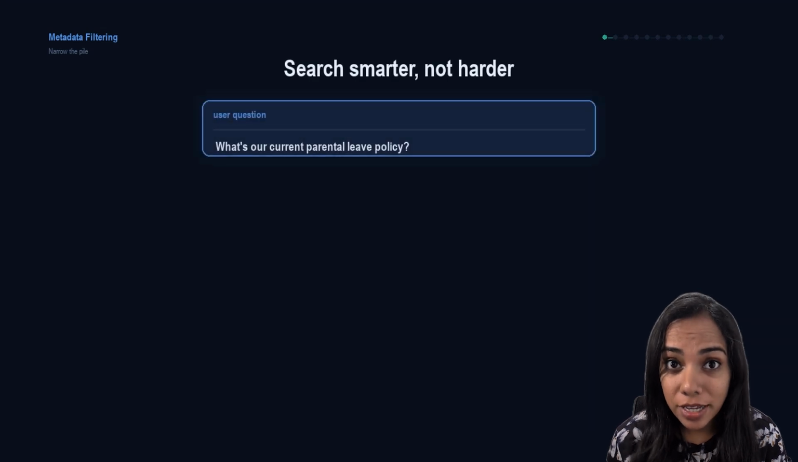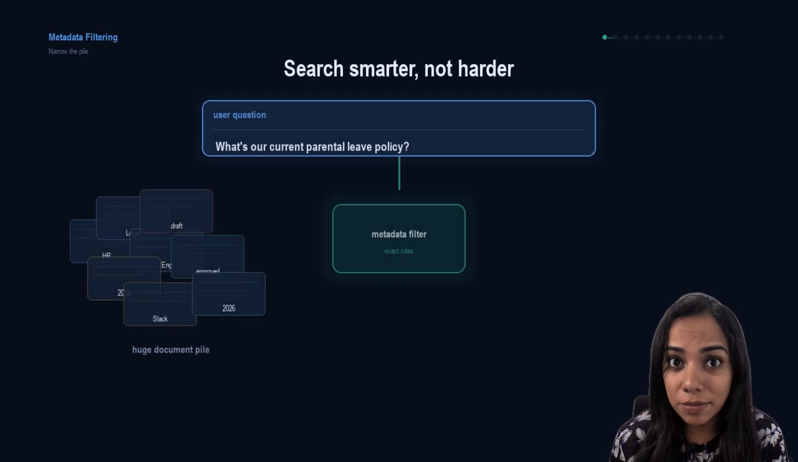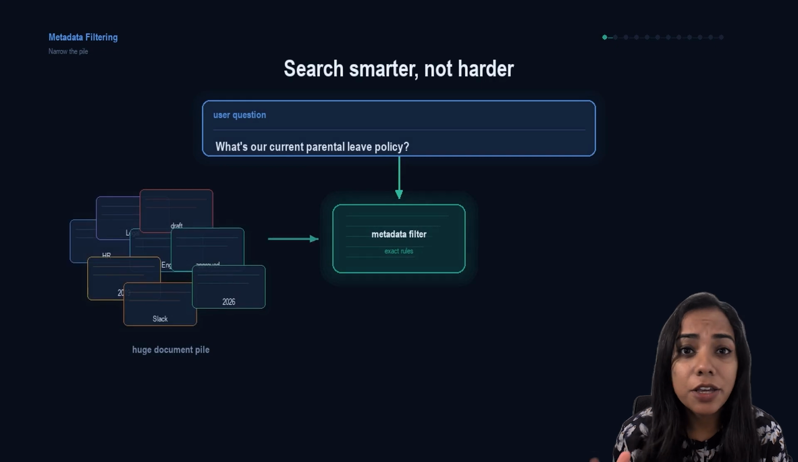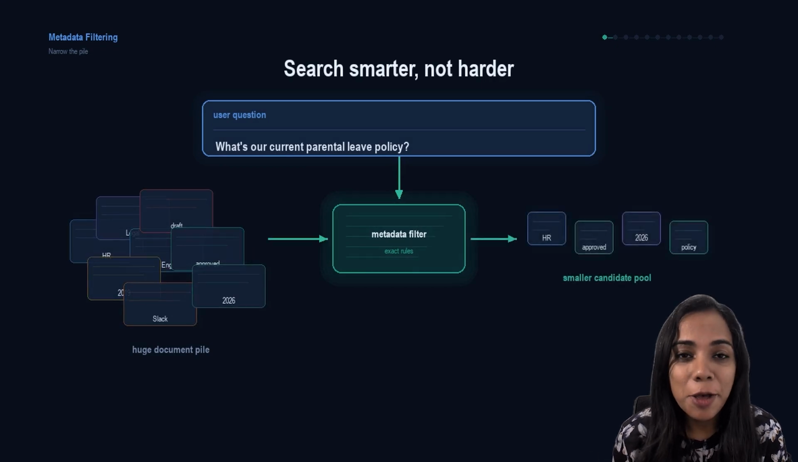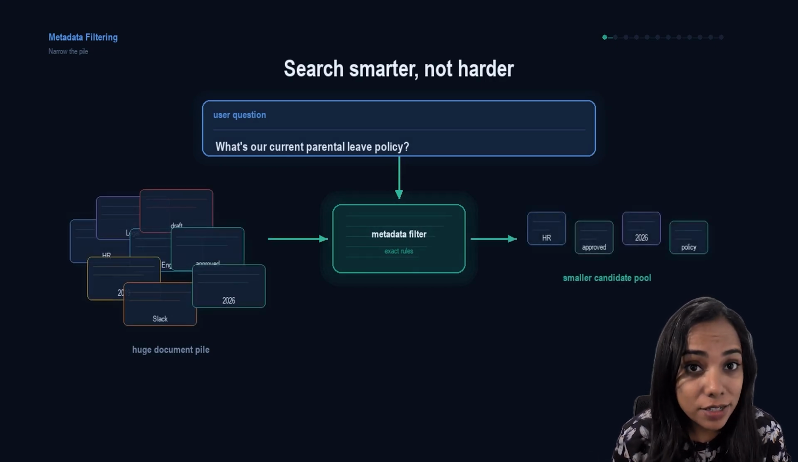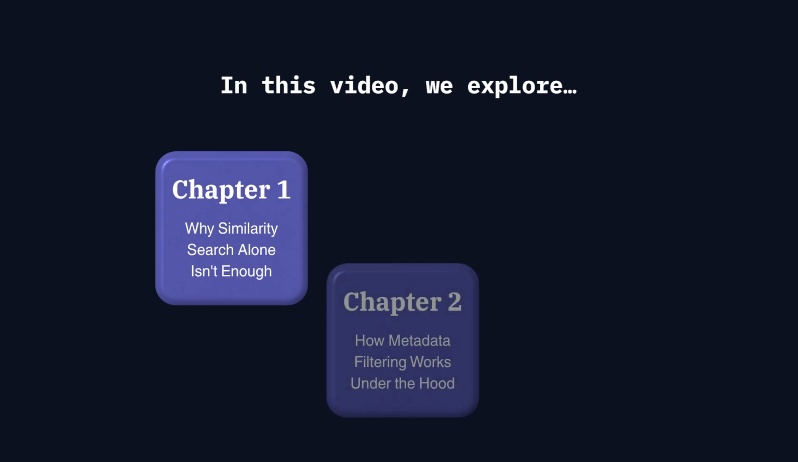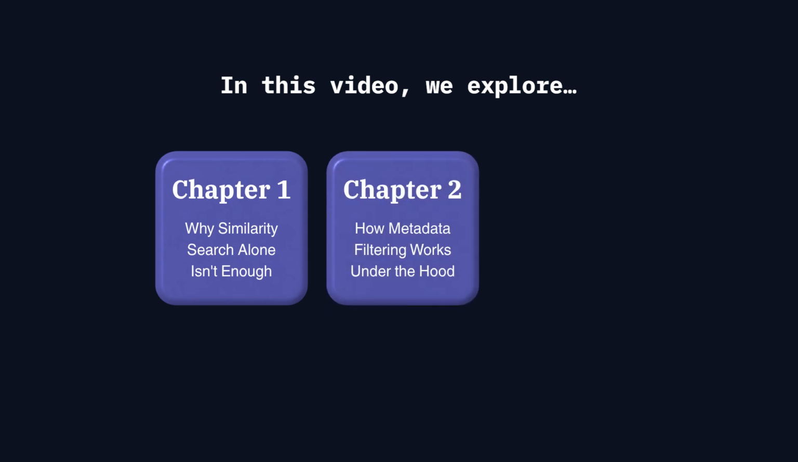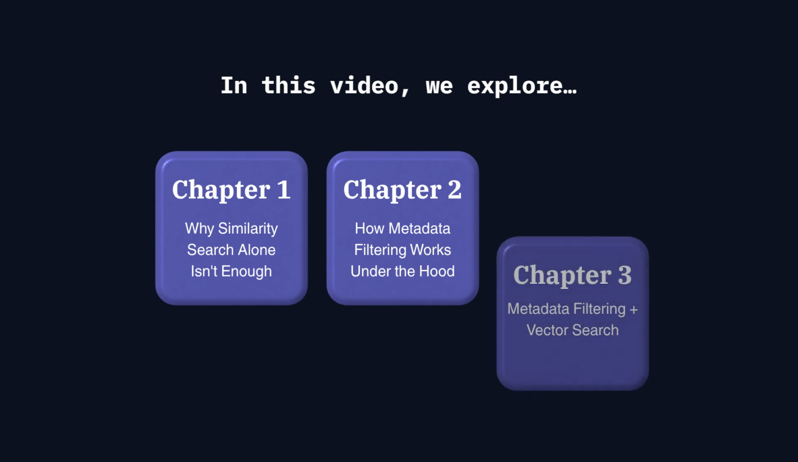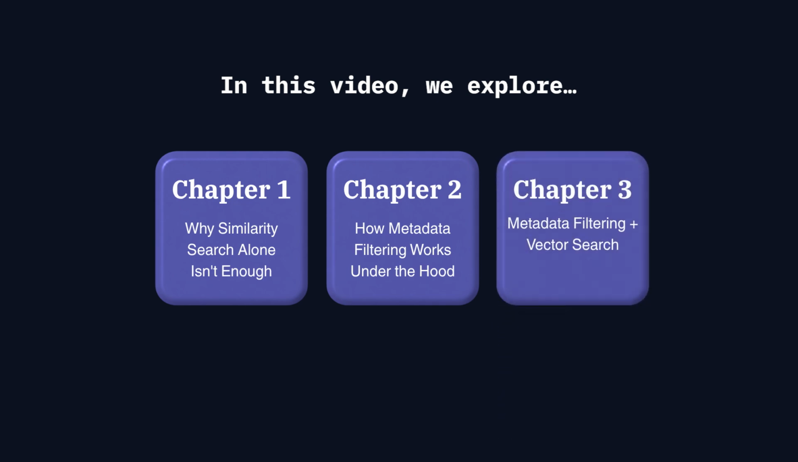Metadata filtering is how a RAG system narrows down a huge pile of documents before it even starts comparing meaning. In this video, we'll cover three things: why similarity search alone isn't enough, how metadata filtering actually works under the hood, and how to combine it with vector search to get results that are both relevant and correct.